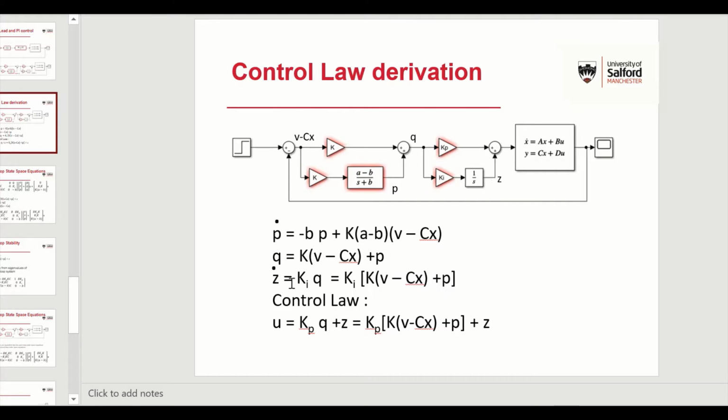We also know now that the input into the integrator is in fact Q. So we've got Z dot is Ki times Q, but Q is given by this expression here. So it's given by Ki into K(V minus Cx) plus P. And so the overall control law, which is the signal here now, is going to be given by Kp times Q, but Q, remember, is K(V minus Cx) plus P, so it's going to be Kp times this term here, plus Z. So here's our overall control law now for the phase lead plus PI.